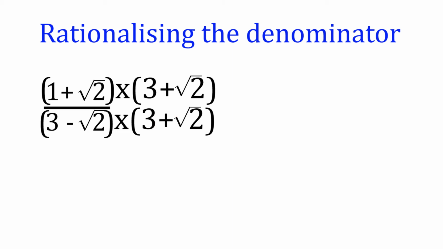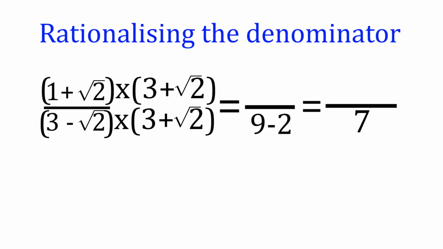By the principle of the difference of squares, that gives us 9 take away 2, which equals 7. You do not need to work it out by expanding it because you know from the principle of the difference of two squares that the answer will be a squared minus b squared. So 3 squared take away root 2 squared gives us 9 take away 2. Make sure that you fully understand what number is a and what number is b, and remember that squaring a negative number makes it positive.